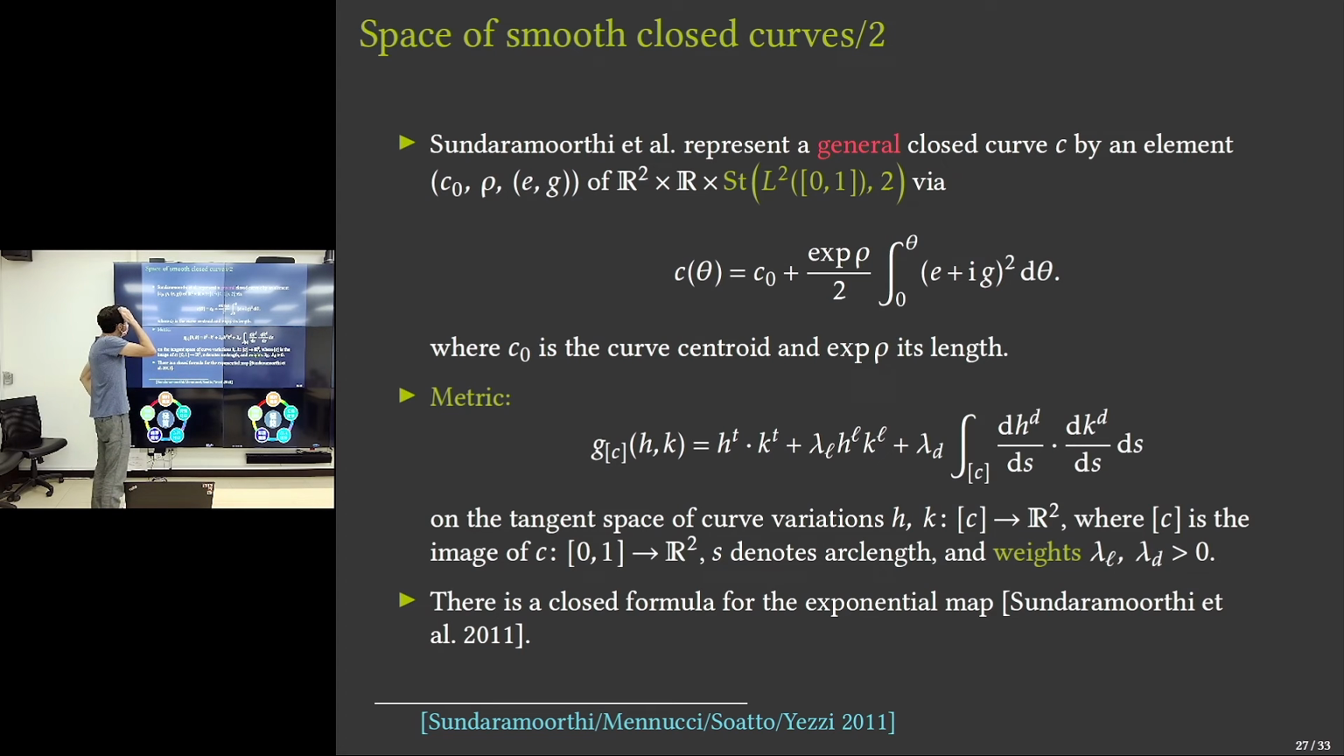There is also a metric, which is given again by Sundaramurti and others, on the tangent space of curve variations. Besides the details, what we can see is that there are some weights in this metric, and these are parameters that we can adjust. They do some experiments with these parameters, and we can see that later. And then there is a closed formula for the exponential map. So again, this kind of Riemannian geometry tool.